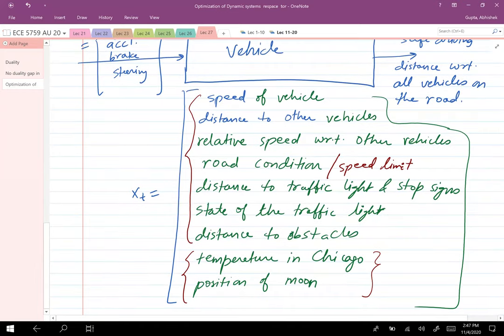I'll leave it at that in this particular lecture. I want you to think about it, and we'll have a discussion at the beginning of next class about what the problem is with these two state variables.